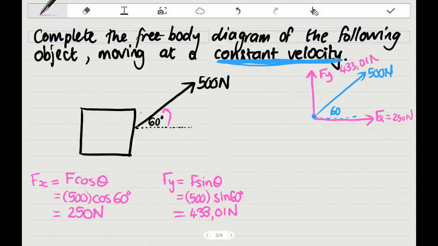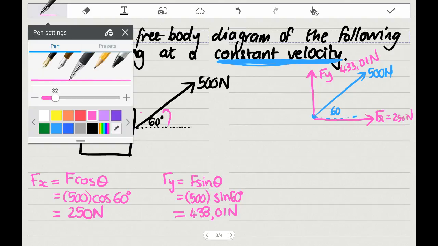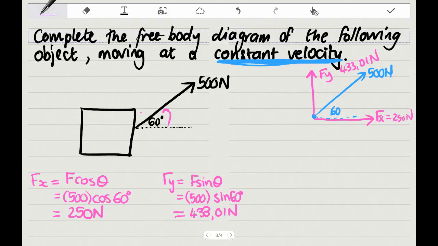Okay, so this here is moving at constant velocity, which means that something is opposing these forces so that the net force is 0. Again, we've got two planes. So what other forces could be here? Well, we know that there's the gravitational force.